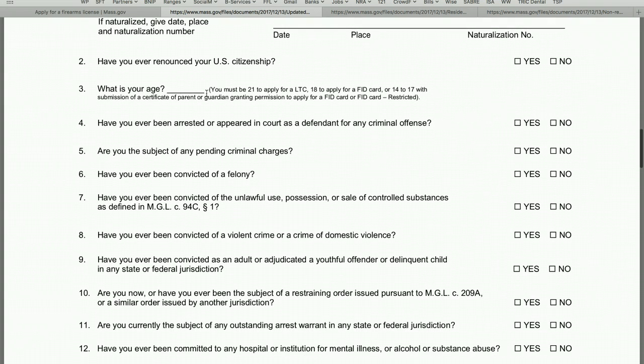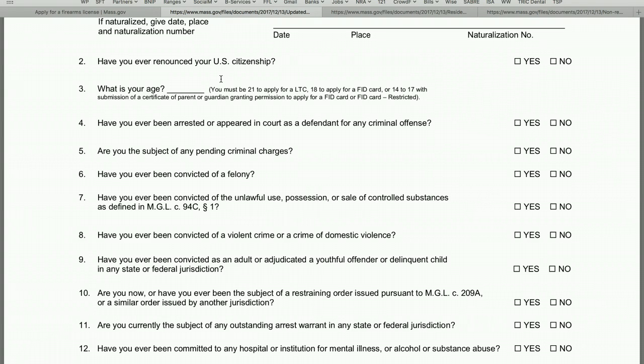So as you see here right now, have you ever renounced your U.S. citizenship? Okay, so if you have ever renounced your U.S. citizenship, you're not going to get a license to carry. Okay, so that's one of those things that disqualify you. So if for whatever reason you got fed up with the U.S. and you actually went and formalized the process of getting out of here, then that's kind of screwing up.